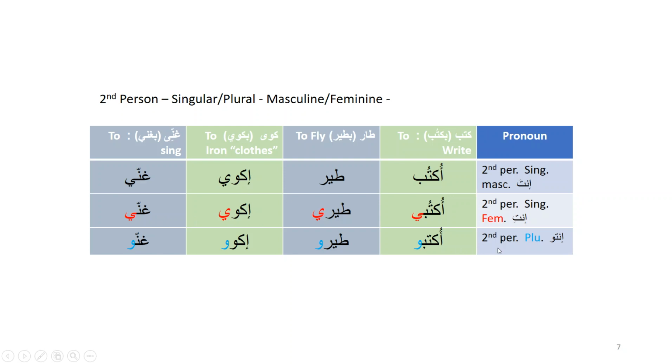Also, if you are speaking to a group of people, more than one, like two or more, second person plural, like into, then instead of ya we insert wow, like اكتب, اكتبي, اكتبوا, طير, طيري, طيروا, اكوي, اكوي, اكووا, غني, غني, غنوا. And you see how the wow replaces the long vowel there.